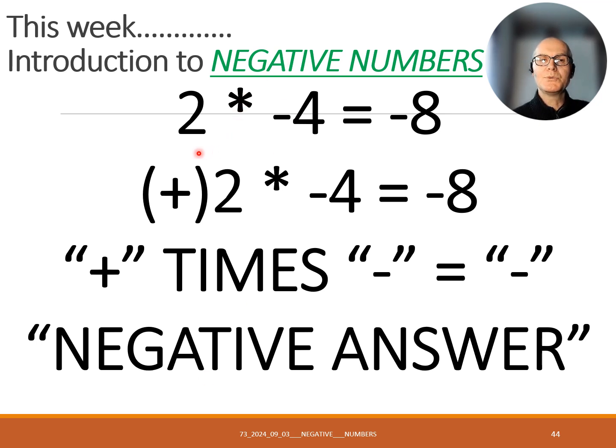So it doesn't matter which way around you have it, whether you have the negative number at the start or the negative number second, the rule is the same. Positive 2 times negative 4, positive times a negative equals a negative answer. Positive 2 times negative 4 equals negative 8, a negative answer.